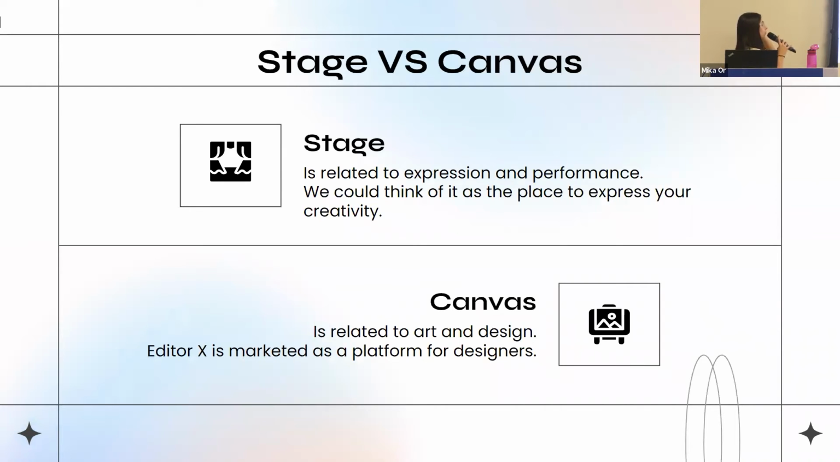As for the first point, I decided to take a step back and look at the two different terms and what they mean and their connotations. Before the research, Stage did seem more intuitive to me, simply because it was the term that we used internally. When we think about the word stage, it is related to expression and performance. We could think of it as the place to express your creativity, which is great. But Canvas is related to art and design. So it's more closely related to design, and EditorX is marketed as a platform for designers.